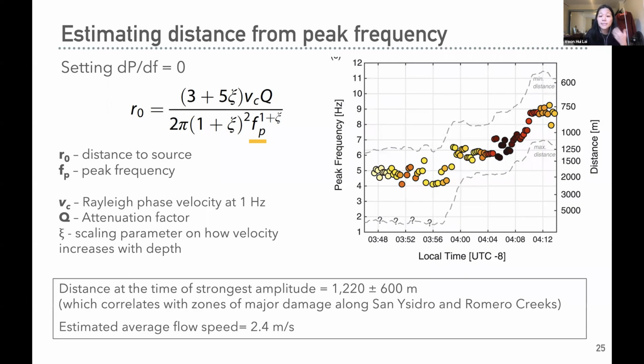We can estimate the distance at the time of the strongest amplitude, which is 1.2 kilometers, and correlates with the zone of major damage along the 2 river creeks. So given as well that we know the time and the distance, we can measure the average flow speed, which is about 2.4 meters per second.